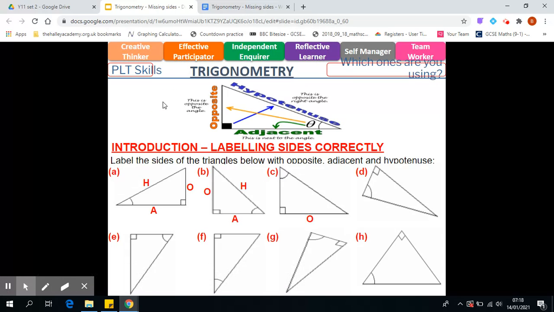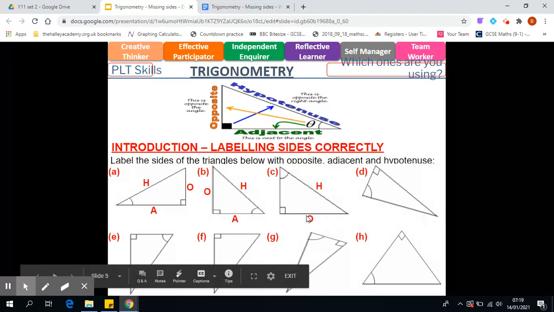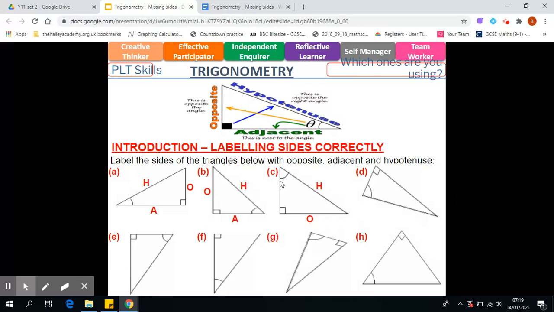Here are the answers. Notice the angle theta is mentioned at the top here, hence this side is called the opposite side, which is opposite to it. Hypotenuse is opposite to 90 degrees, and the side next to the angle is the adjacent. The adjacent is not always at the base. It depends on the angle theta.